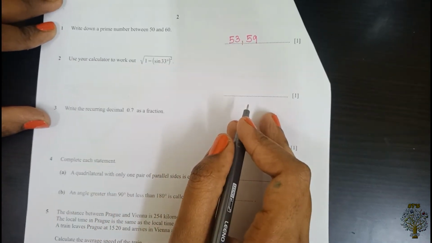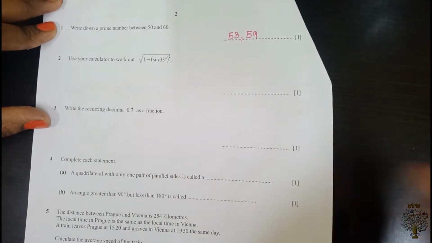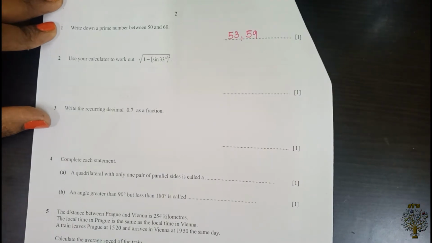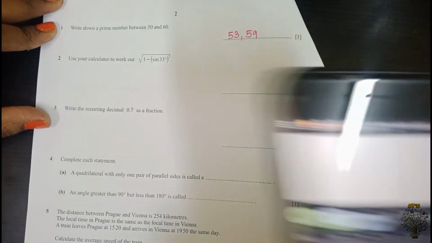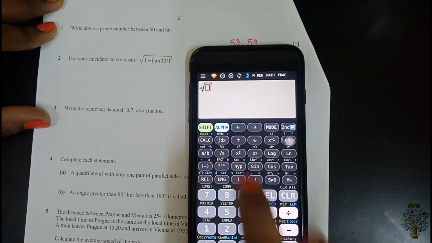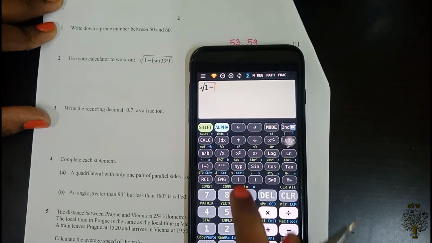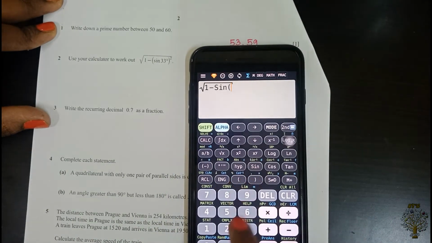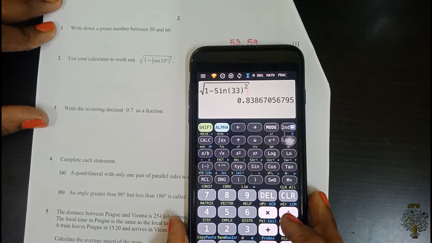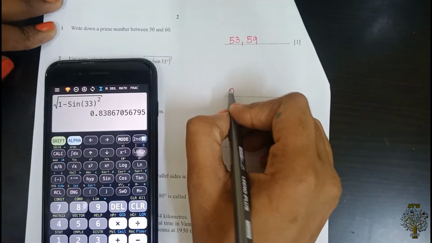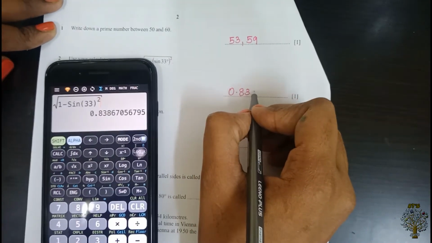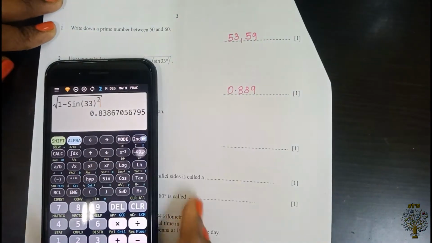Use your calculator to work out square root of 1 minus sine 33 degrees square. So we are taking our calculator, square root of 1 minus sine 33 square. That gives us 0.8386. So we are going to write here 0.839 because we have 6.